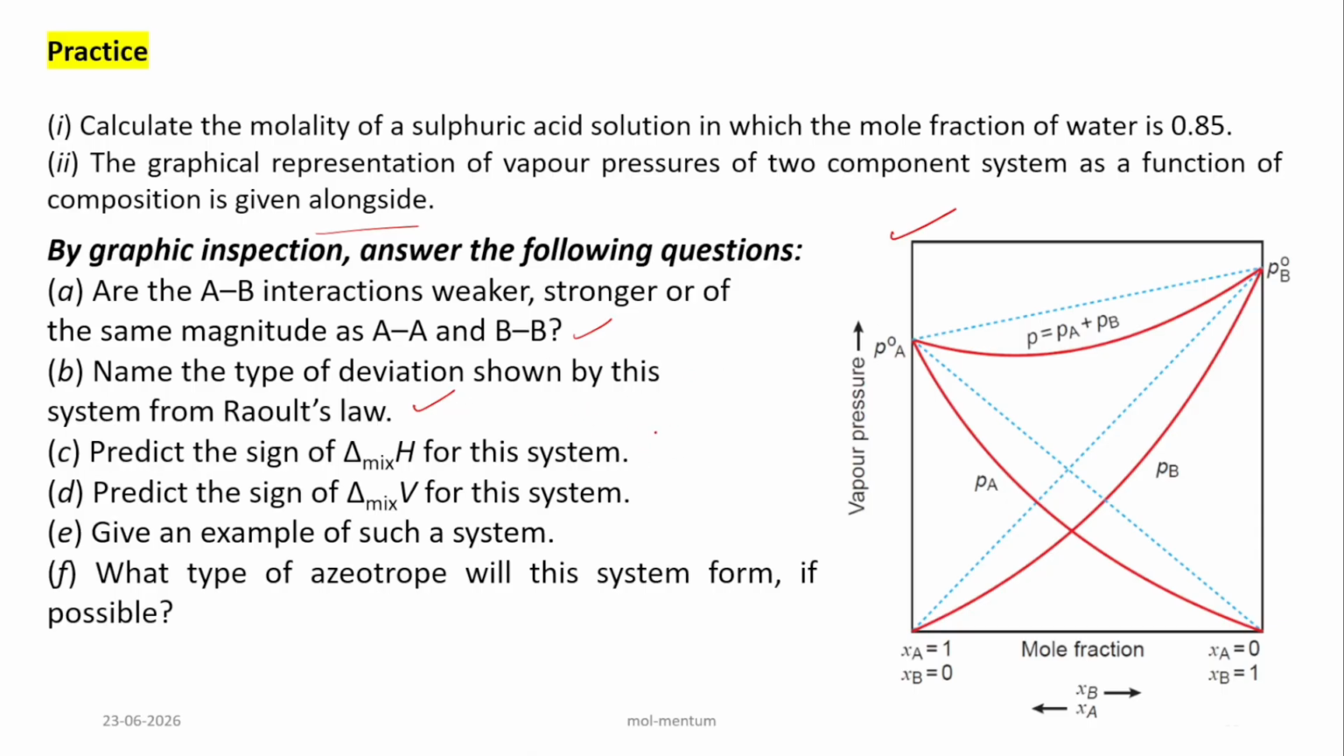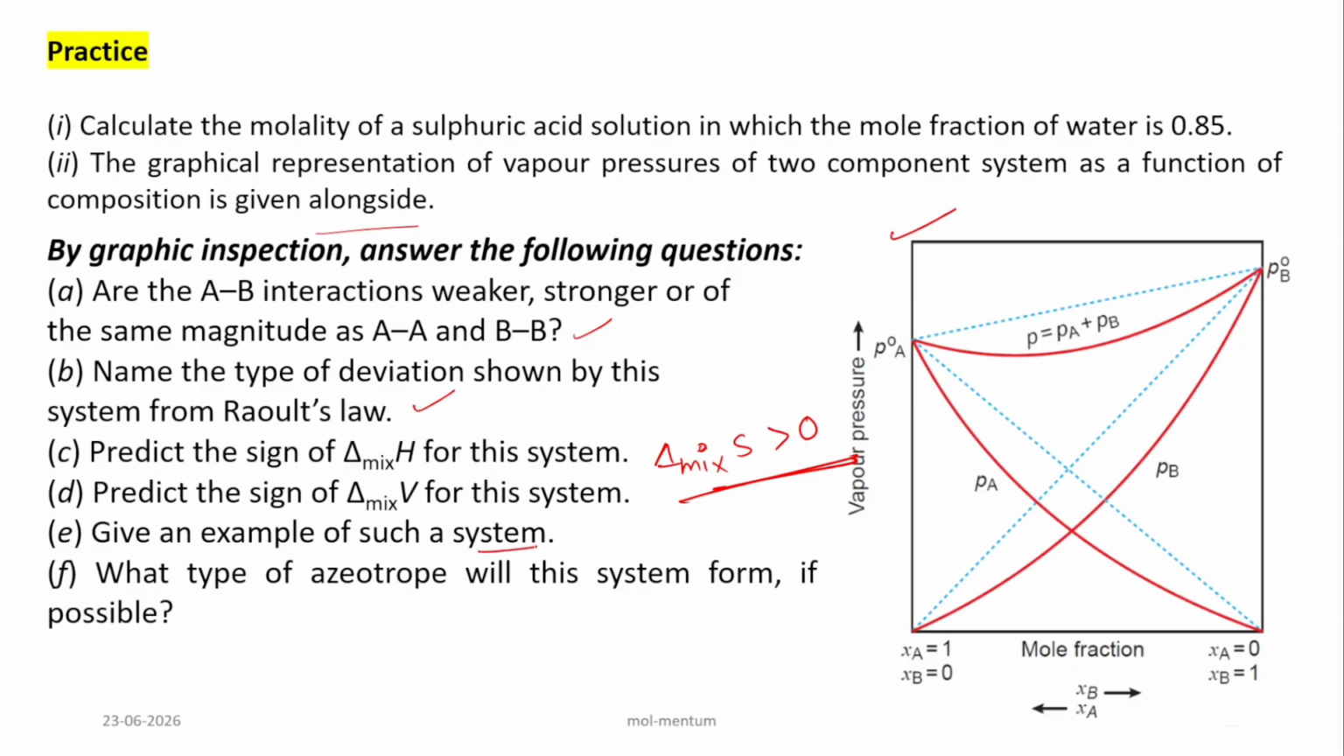Predict the sign of delta H mixing. So it will be less than 0. It would also be less than 0. And now entropy has not been asked, so I'm adding this question. Suppose you have to find the entropy of mixing. So entropy of mixing is always greater than 0. Always. Either it is negative deviation or positive deviation, entropy change will always be positive.